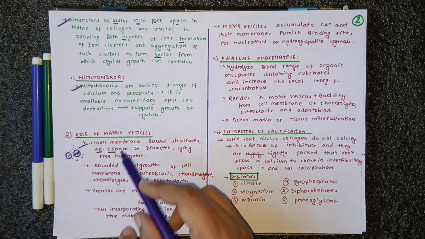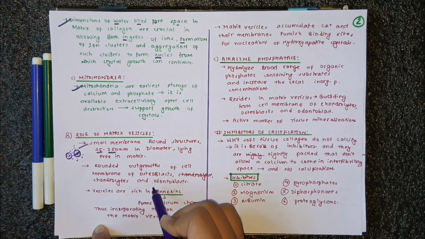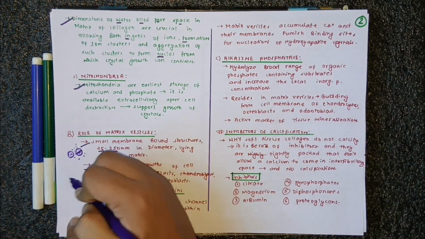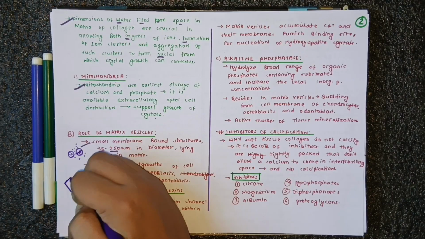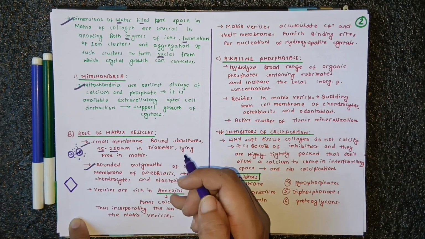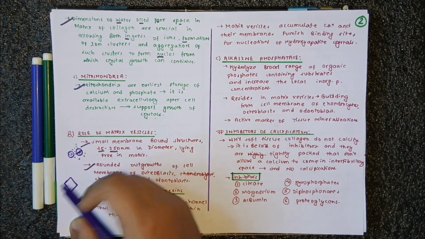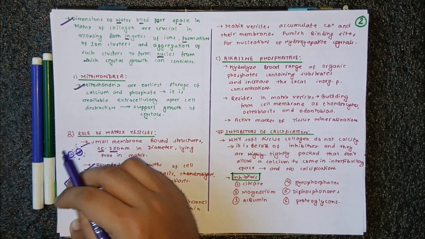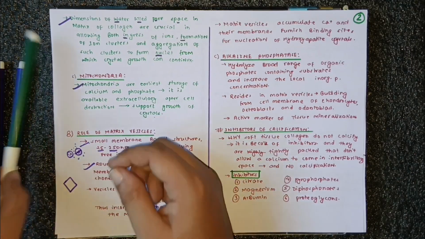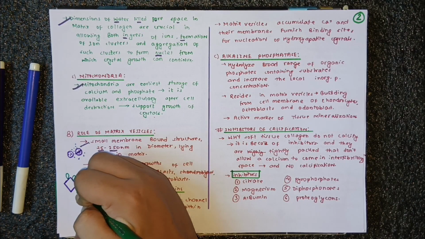Now those matrix vesicles are the rounded outgrowths of the cell membrane of the osteoblast, chondrocyte, and odontoblast, and this is very important. So they are actually outgrowths. Just think this is an initial cell, that is odontoblast, chondrocyte, or osteoblast, among those three it is any cell. Now these matrix vesicles are actually the outgrowths.